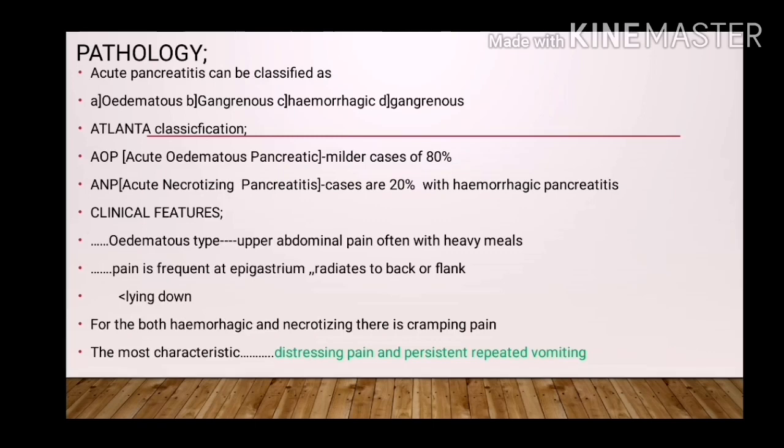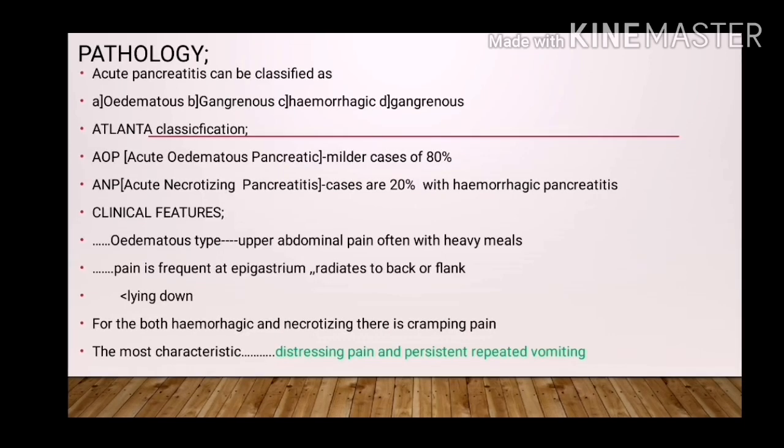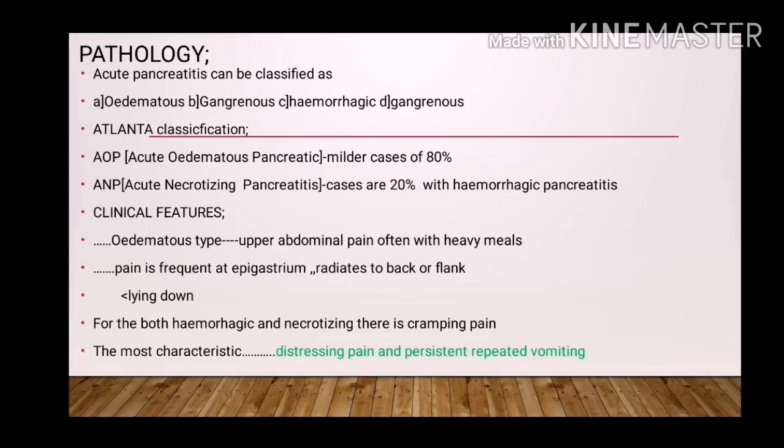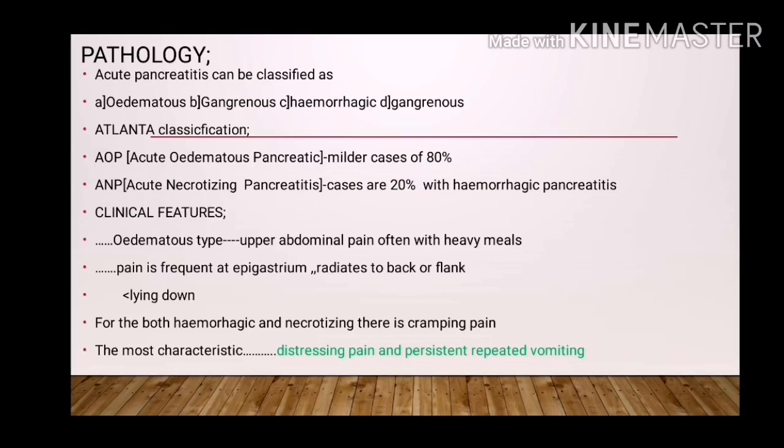Pathology: acute pancreatitis can be classified as oedematous, gangrenous, hemorrhagic. The Atlanta classification is: acute oedematous pancreatitis, and acute necrotizing pancreatitis, about 20% of which is hemorrhagic pancreatitis. Clinical features: the oedematous type presents with upper abdominal pain, often after heavy meals.